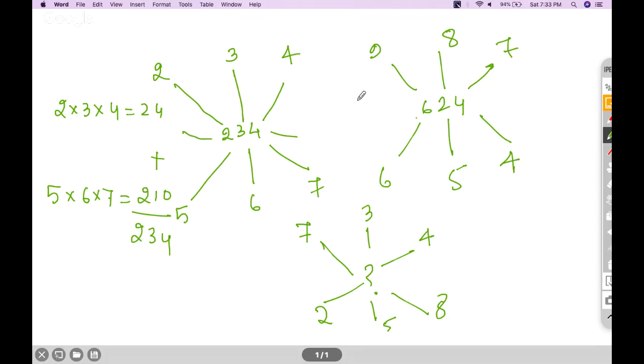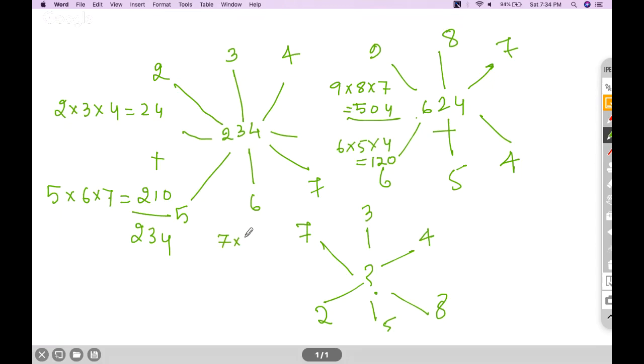Again, you multiply numbers here. You get 6 into 5 into 4 is 120, and you multiply numbers 9 into 8 into 7, which is 72 into 7, which gives you number 504. You add 504 and 120, you get 624. So what I'll do to find out this middle number, I'll multiply these numbers.